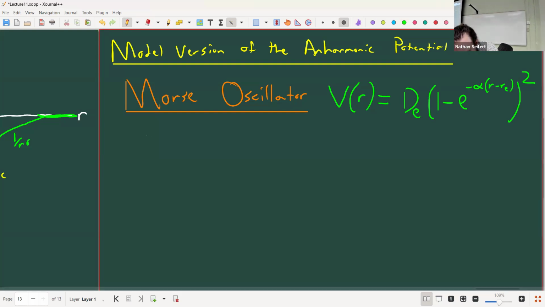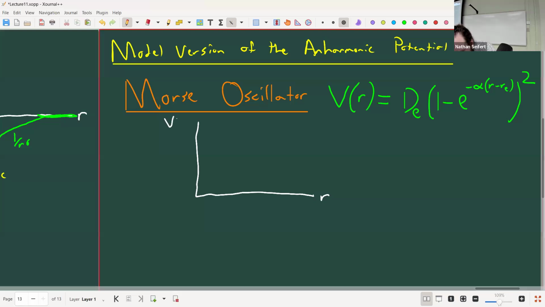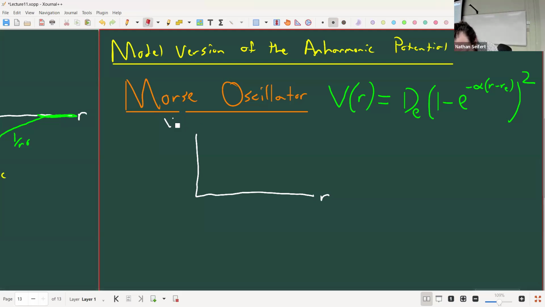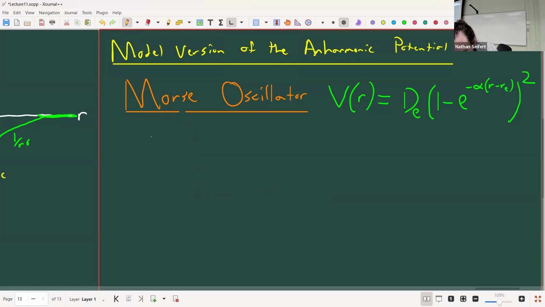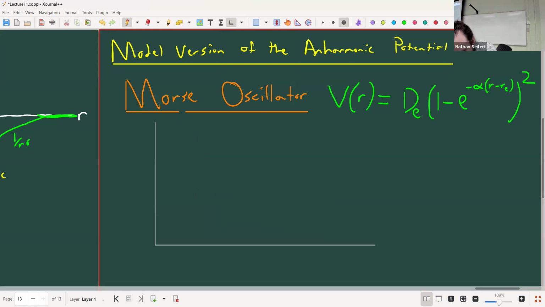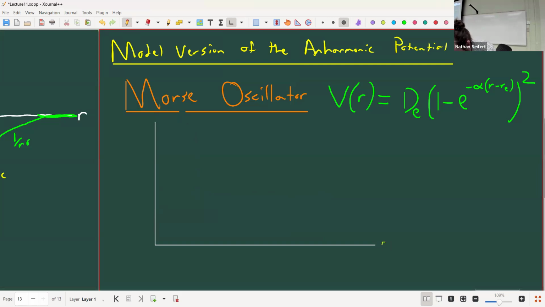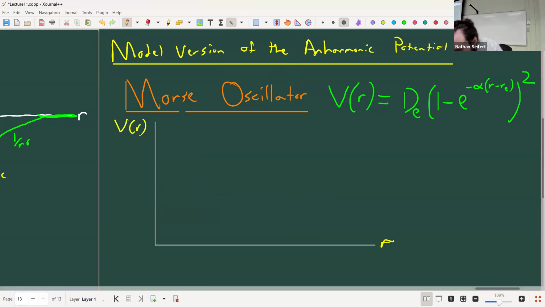Let me go ahead and plot what this looks like. And I'll talk a little bit about why we choose this potential, why this is so convenient, and why it actually satisfies everything that we just talked about. I have some new terms here, D sub E and alpha. I'll answer what those are in just a second.